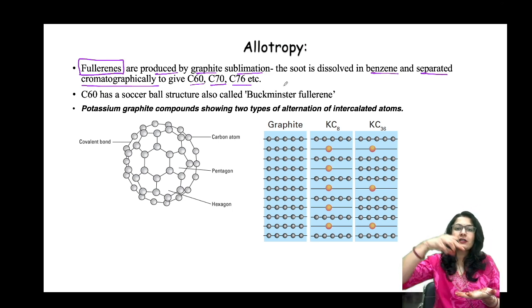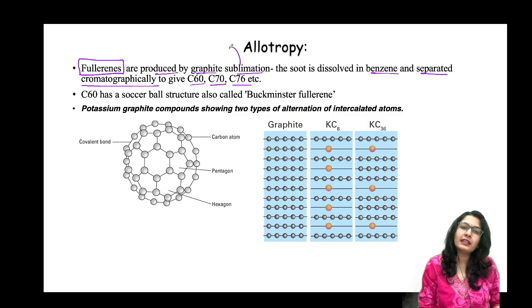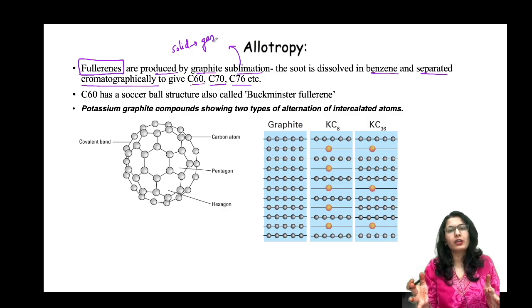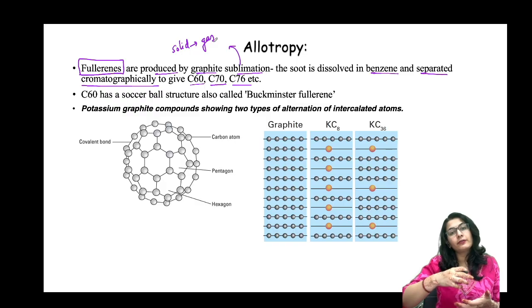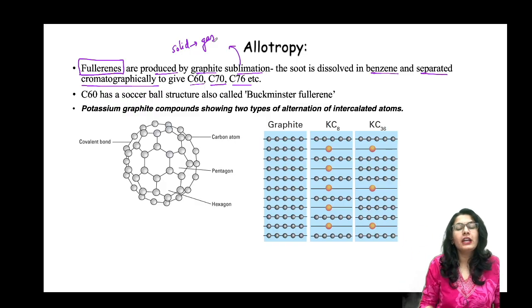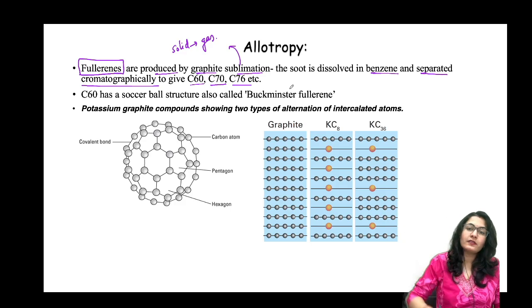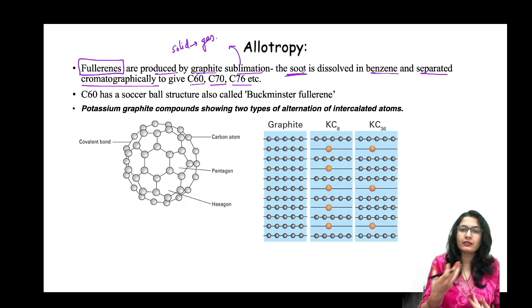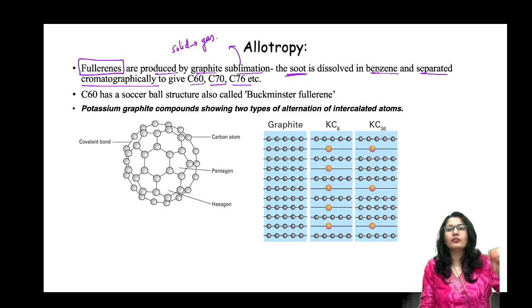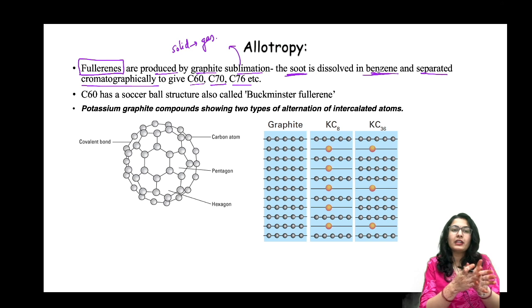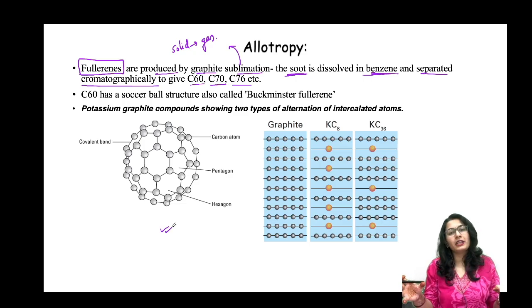So basically when you are subliming, what is sublimation, guys? I think everyone knows, that is direct from solid to gas. Okay, when you are heating graphite in some particular condition, it sublimes directly going from the solid phase to gas, no liquid. So the soot, what is the soot? The black material which you get after burning. That soot is collected, dissolved in benzene, and then separated chromatographically. Why chromatographically? Because these balls will have different properties of adsorption.